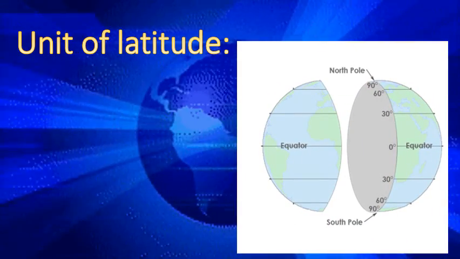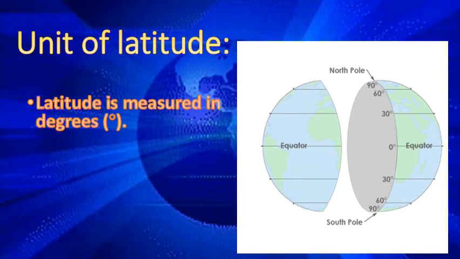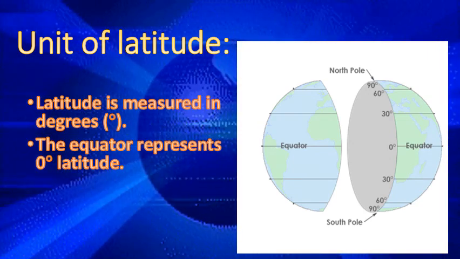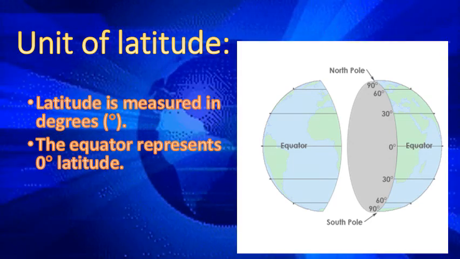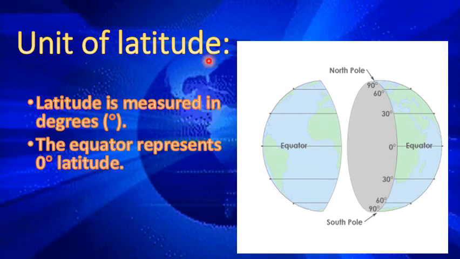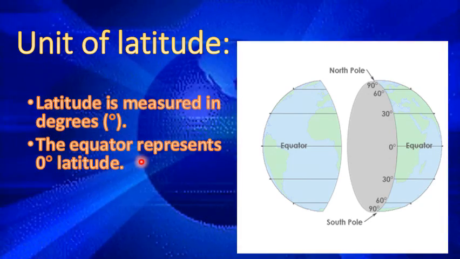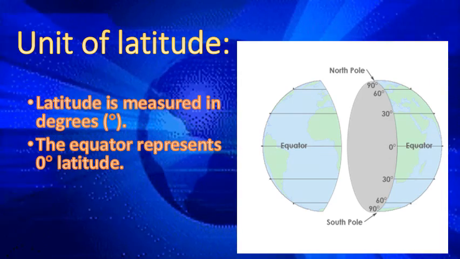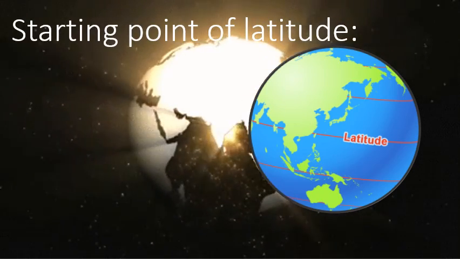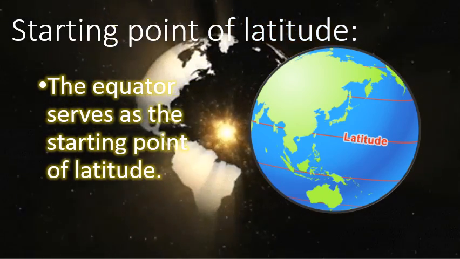Now again, it is time to learn about the unit of latitude. Like longitude, latitude is also measured in degrees. Like the prime meridian, the equator represents 0 degree. In longitude, what represented the 0 degree? That was the prime meridian or the place in London which is Greenwich. What is the starting point of latitude? The equator serves as the starting point of latitude.